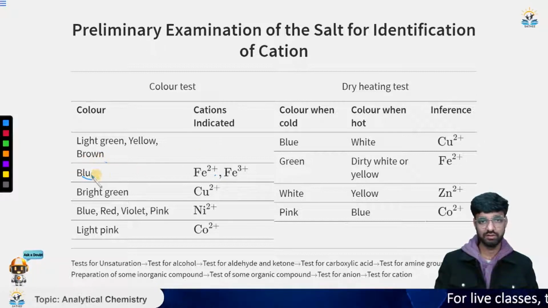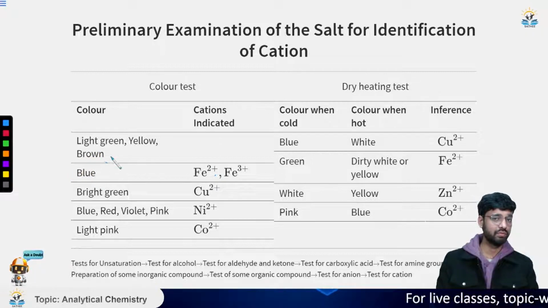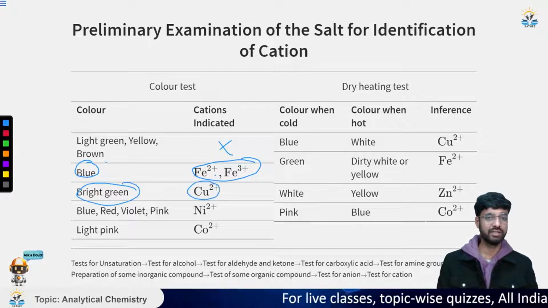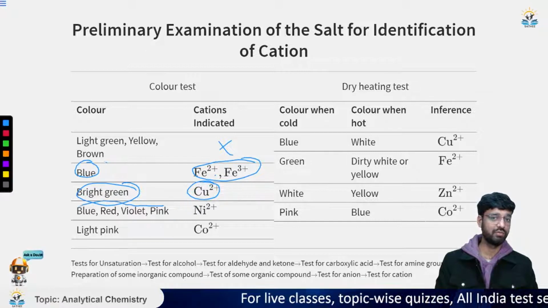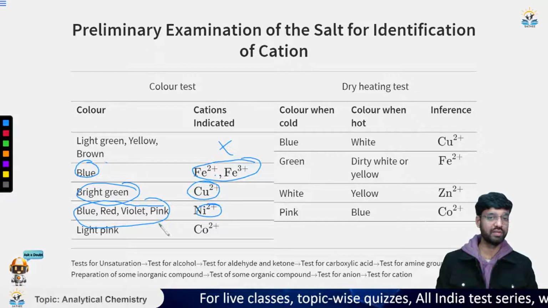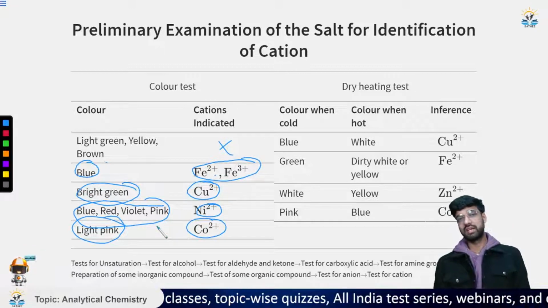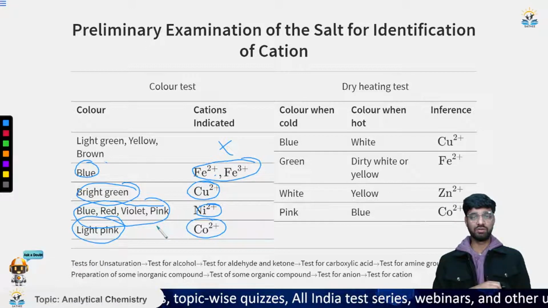So if it is blue in color, then it can be Fe2+ or Fe3+. If it is bright green, then it is Cu2+. If the salt is blue, red, violet, or pink, then it is Ni2+. And if it is light pink, it is Co2+. So we can see the color and predict the compound to some extent.